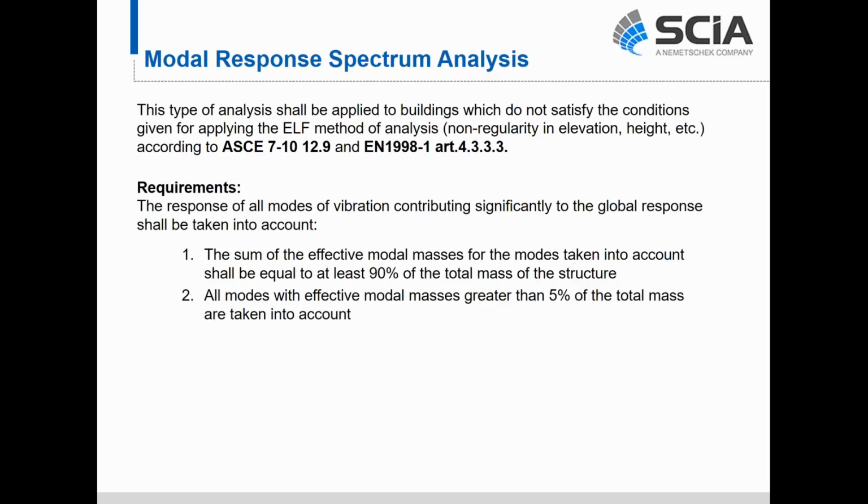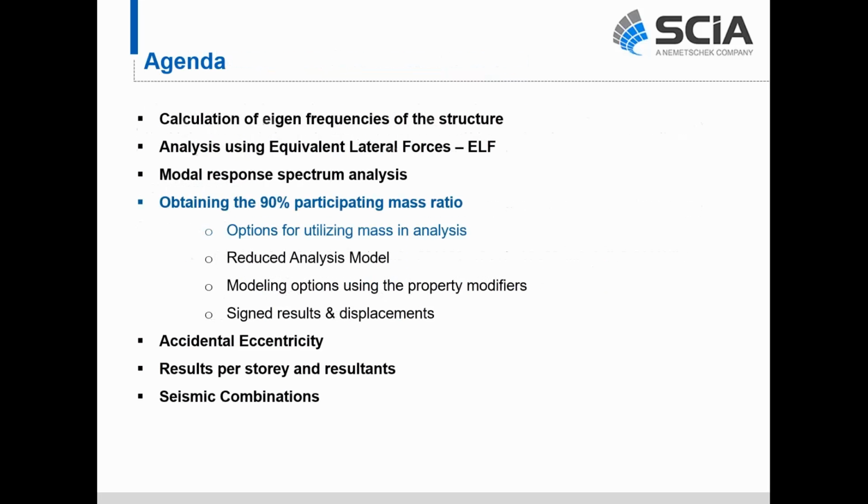And so what we end up discovering is that this may in some cases be very difficult. So what can we do in software, what can we do within SCIA, to allow for an easier achievement of that 90% mass participation ratio?